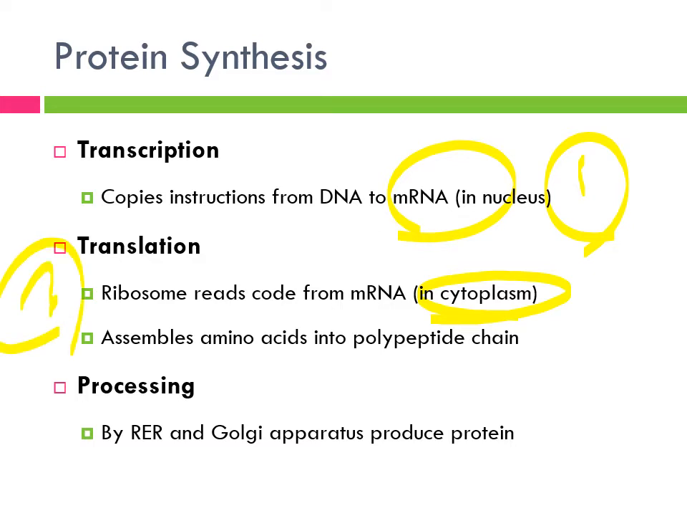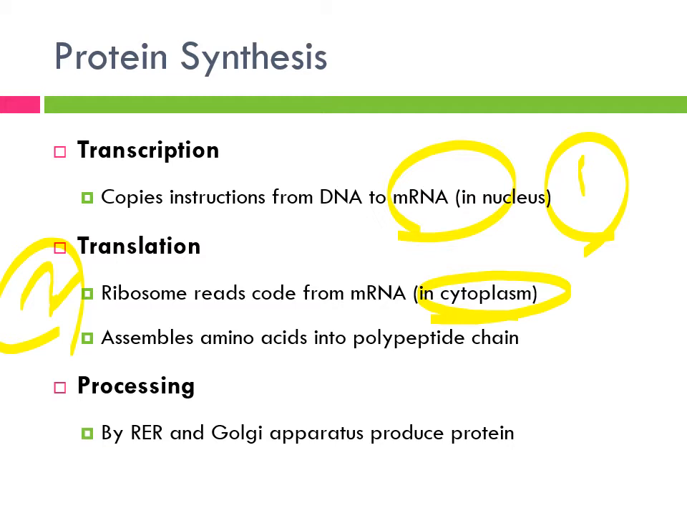Step 3 is processing. So once we have this polypeptide chain that got created in step 2 with the ribosome, that polypeptide chain gets sent to the rough endoplasmic reticulum and or the Golgi apparatus, where it is processed and then produces the actual protein that we're looking for.